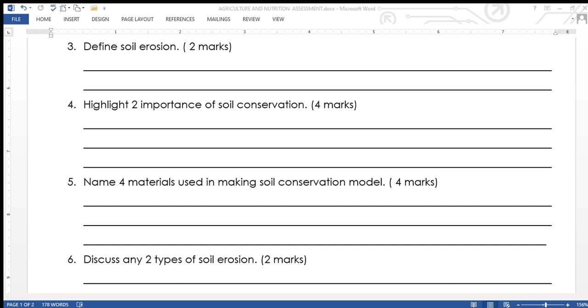Okay, now, so we have 4 materials. If you name 2 materials, you will get how many marks? 2. Here you are only required to name 4, only 4. And during our class work, we did many, eh? There were so many, and even others we did not mention. Isn't it? Yes.